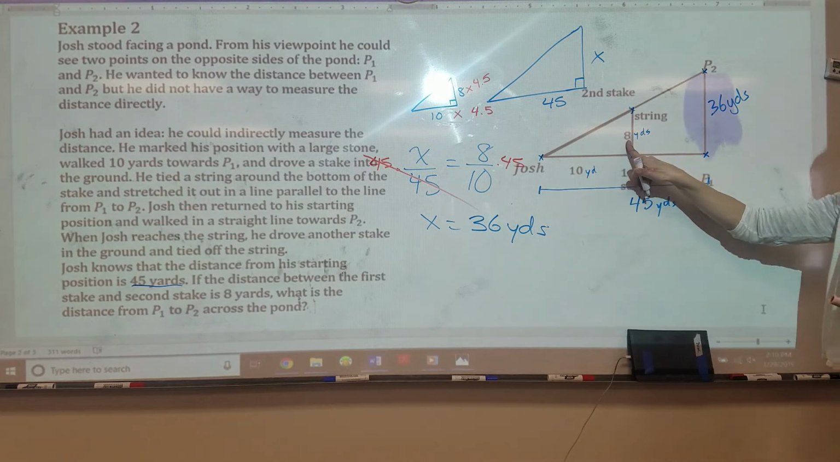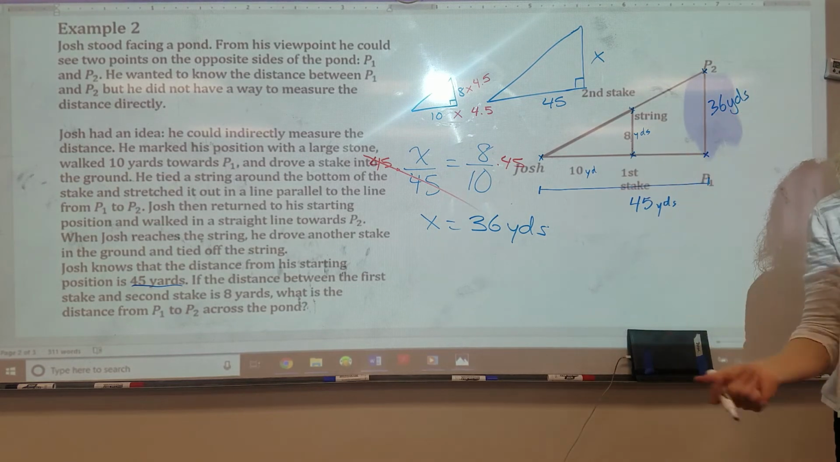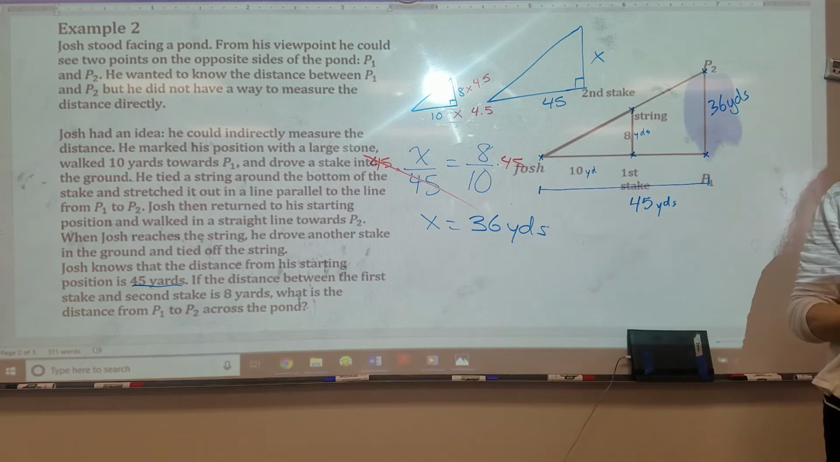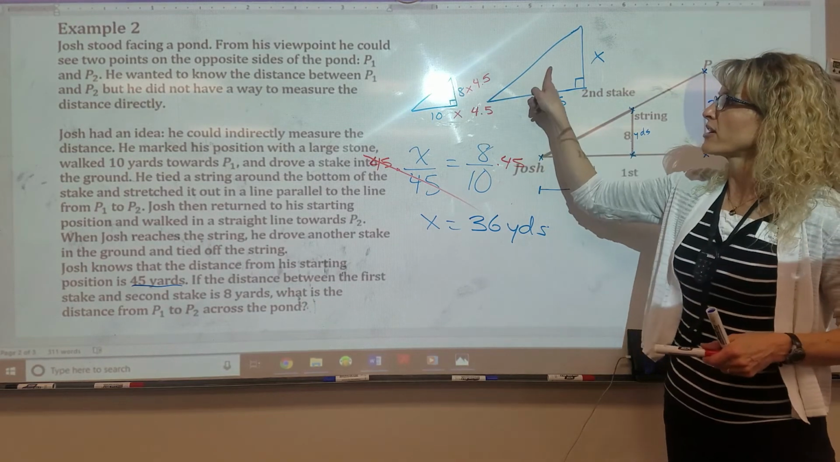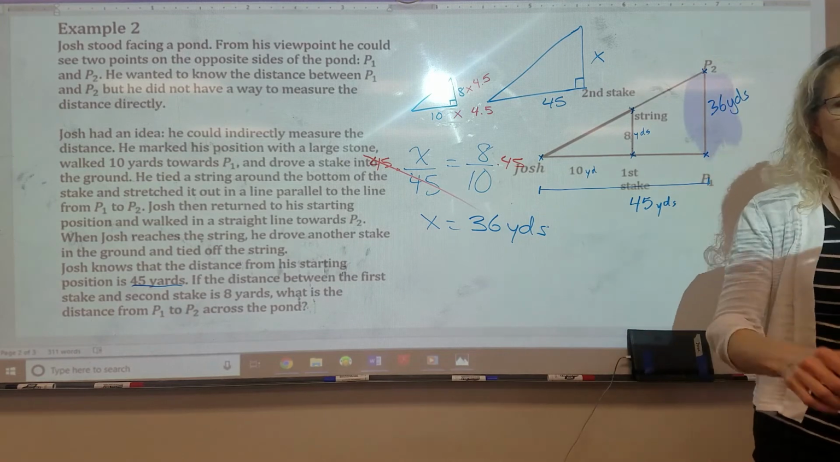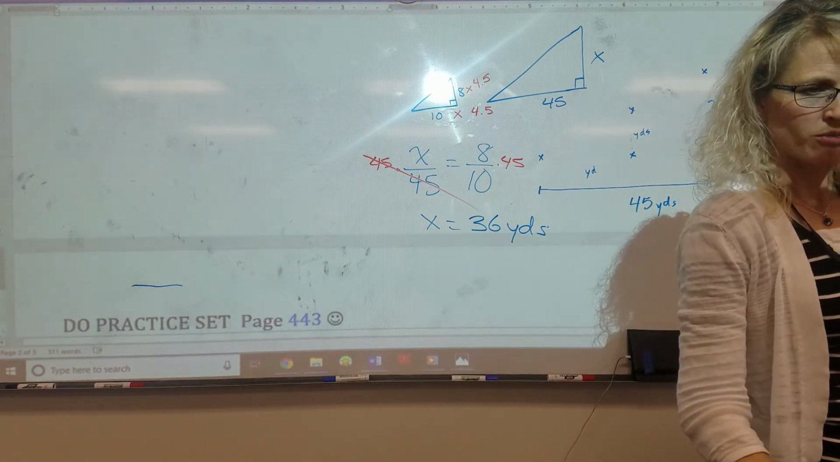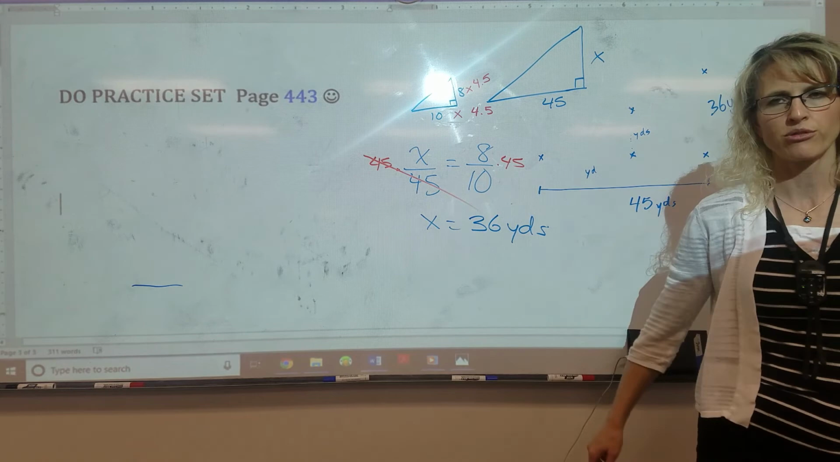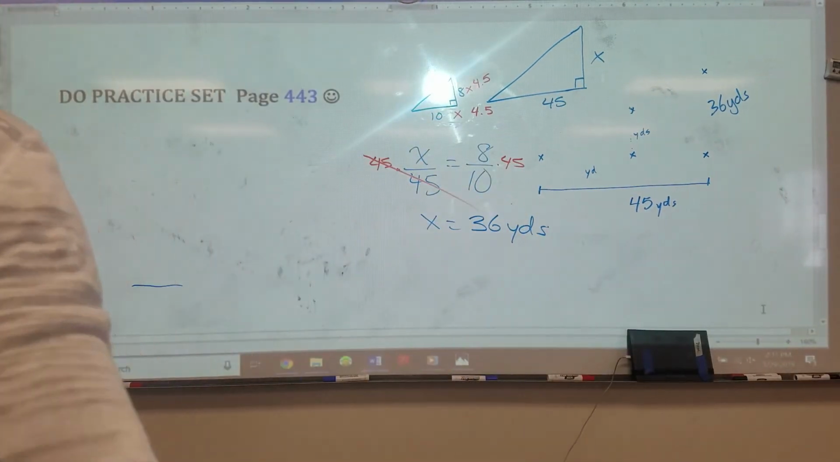Okay, so again, this is called indirect measure. What is it called? Get ready? Indirect measure. Indirect measure. We used similar triangles. We wrote a proportion and we solved for x, and that's all you have to do. So you get to now put it to the test on page 443 for your practice set.